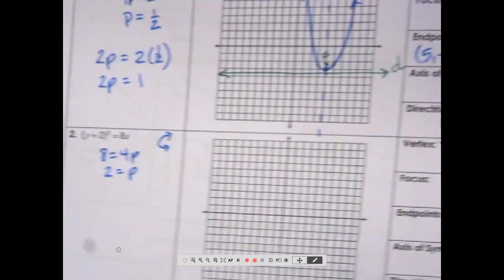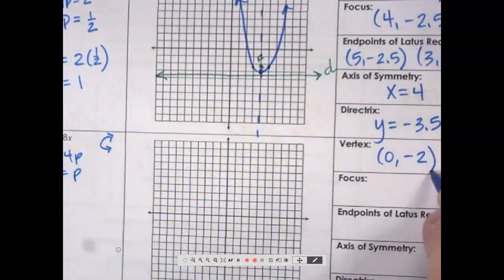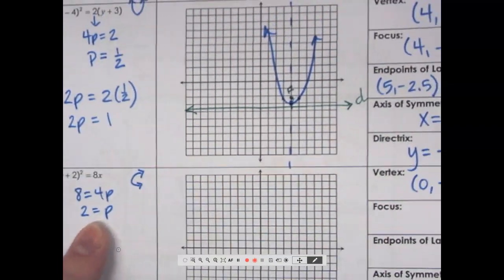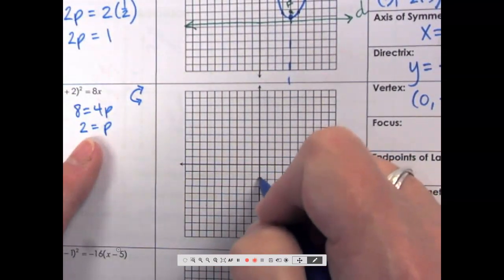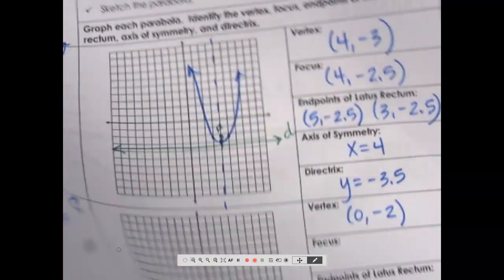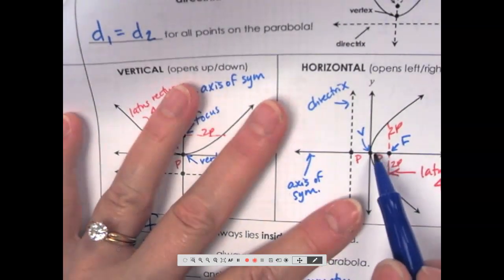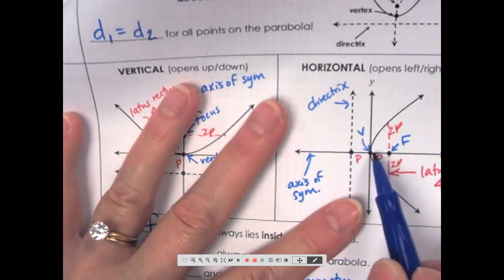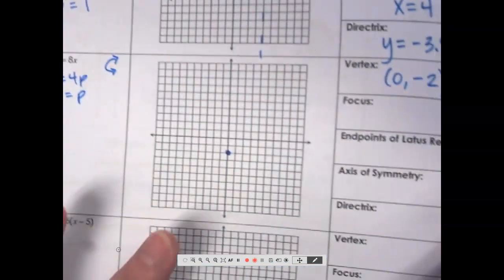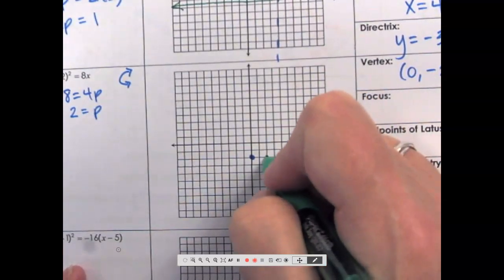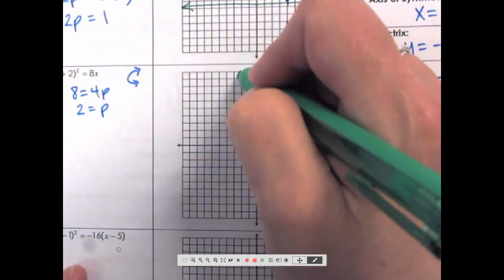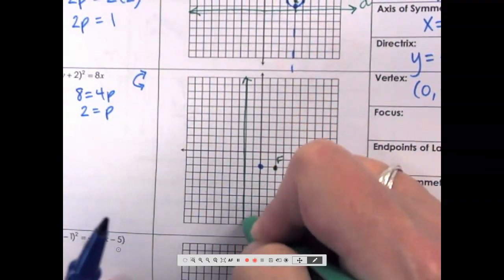All right, where's the vertex? 0, negative 2. So I already found p. Let's plot 0, negative 2. There's the vertex. It opens right. So, one more little reminder here: I'm going to go right p, that puts me at the focus. Left p, that tells me where the directrix is. So I'm going to go right 2. There's the focus. I'm going to go left 2, and here is my directrix.